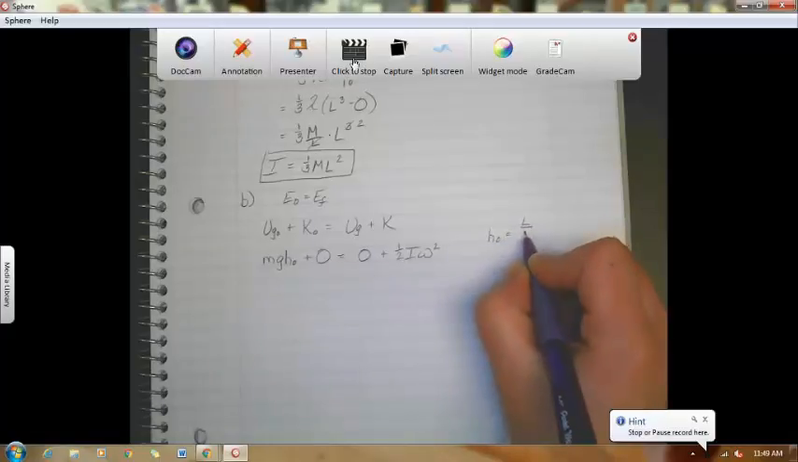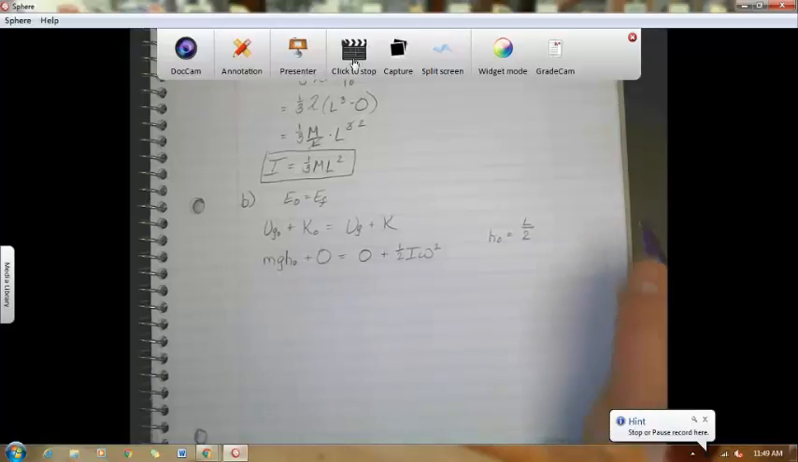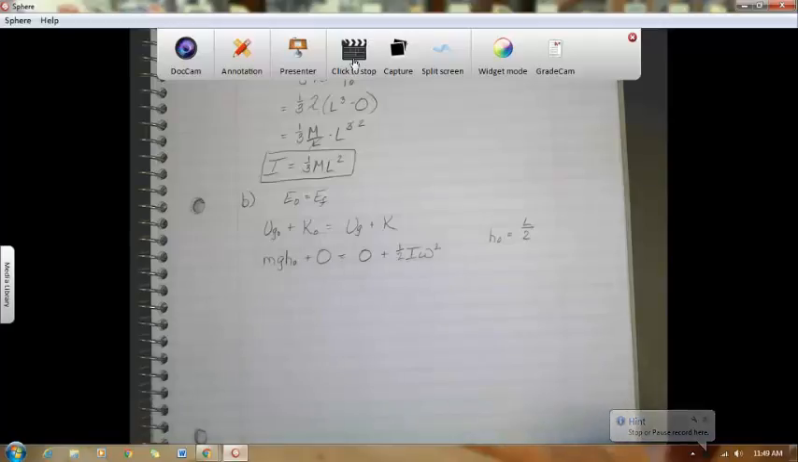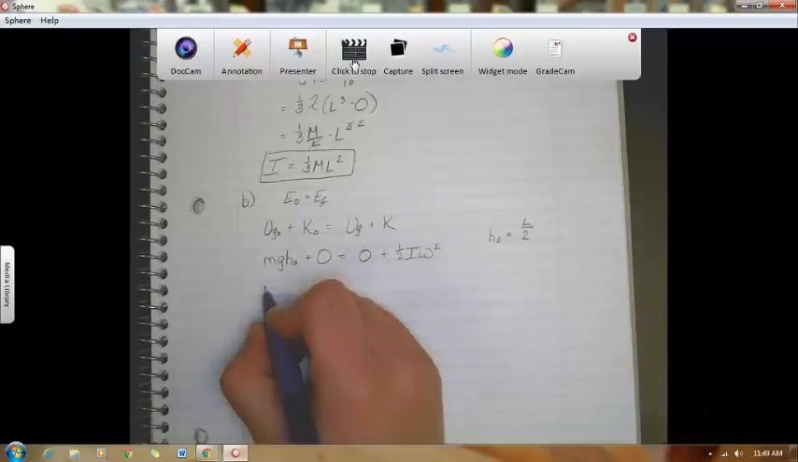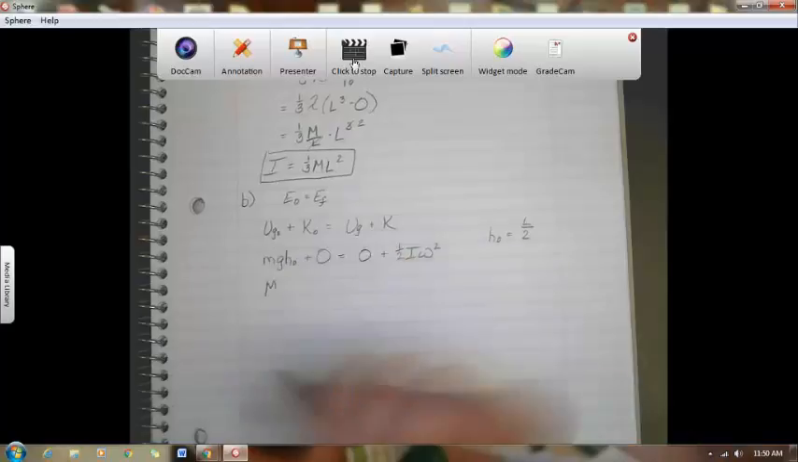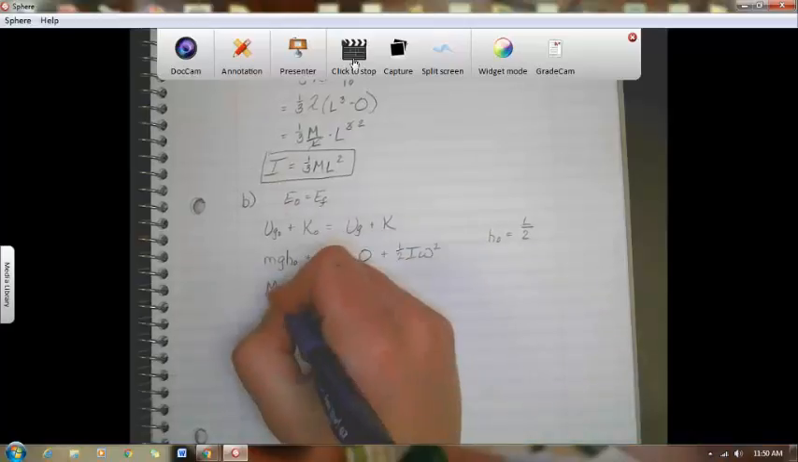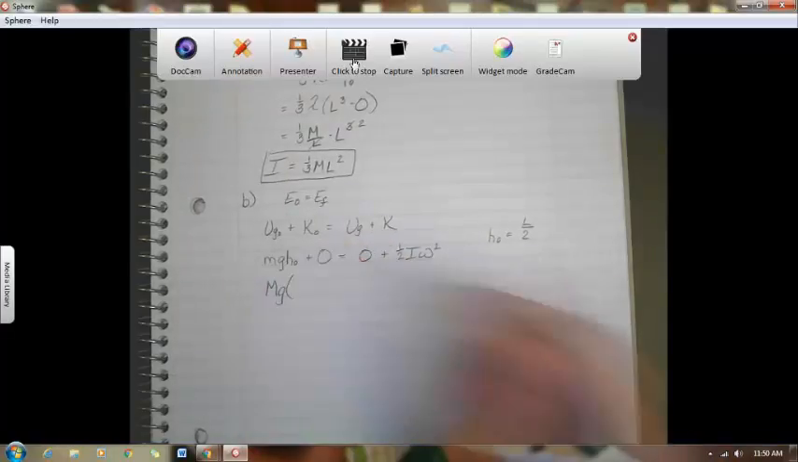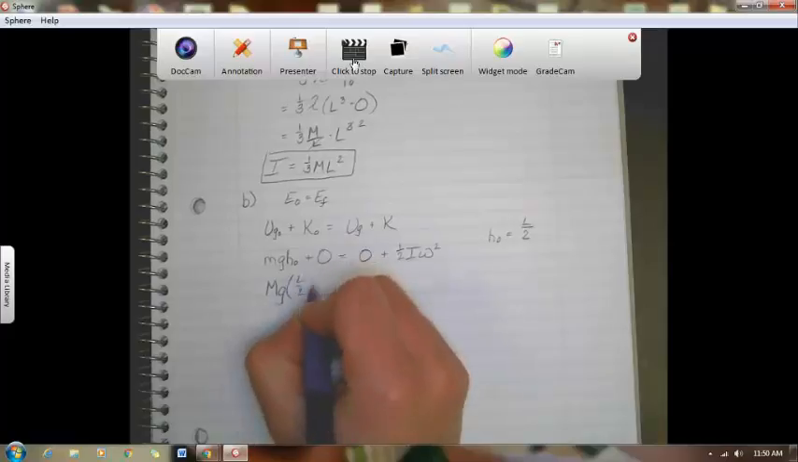Okay, so now I'm going to substitute in my M value here, G times L over 2. And I'm going to substitute in my I value that I found in part A, 1/3 ML squared. And then I need my rotational velocity, and I really need it in terms of V, since that's what I'm asking for.